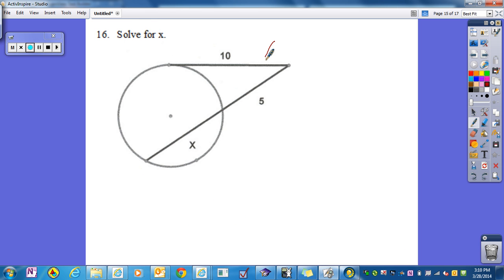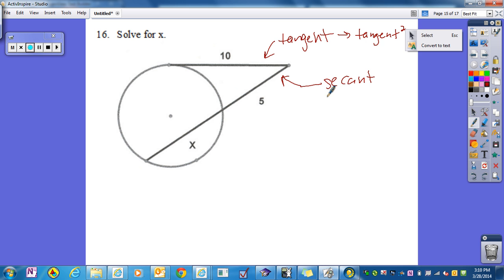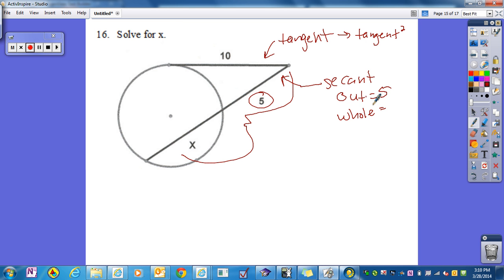Alright, for 15, you have a tangent line, and then you have a secant. With the tangent line, you're doing the tangent line squared when you put it in your formula. When you have the secant, you have to know the outside, and you have to know the whole thing. The outside is what's out of the circle, which is 5. The whole thing is all of this, so it's not just 5 and it's not just x, but it is 5 plus x. So now when we set up our equation, we say the tangent squared is equal to the outside times the whole thing.